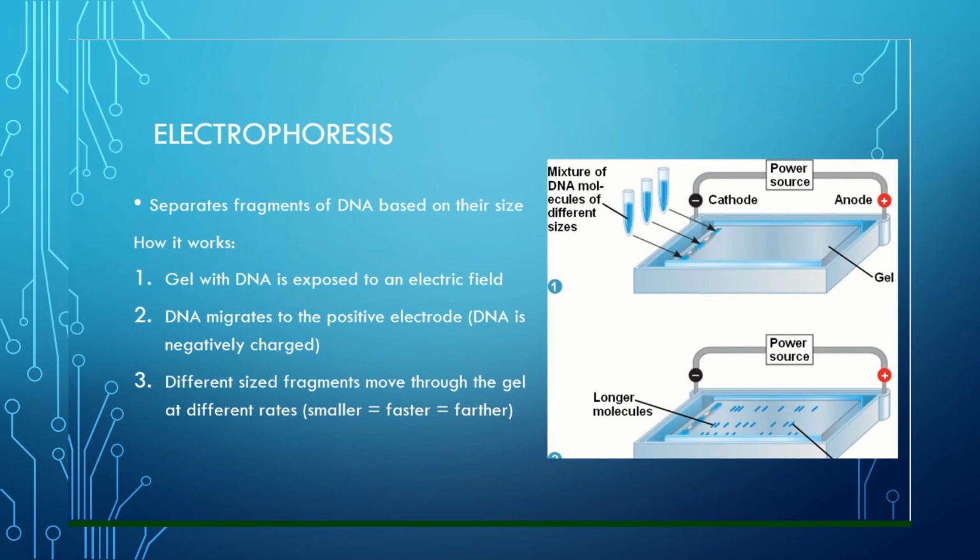And the DNA will migrate to the positive electrode because DNA is negatively charged, and the different size fragments will move through the gel at different rates. So the smaller the fragment, the faster it'll move. So here we've got our wells with the DNA molecules of different sizes in it on the negative end, and they'll migrate to the positive end, and our larger molecules will be closer to the wells, and our shorter, smaller molecules will move faster and go farther and be at the end there.